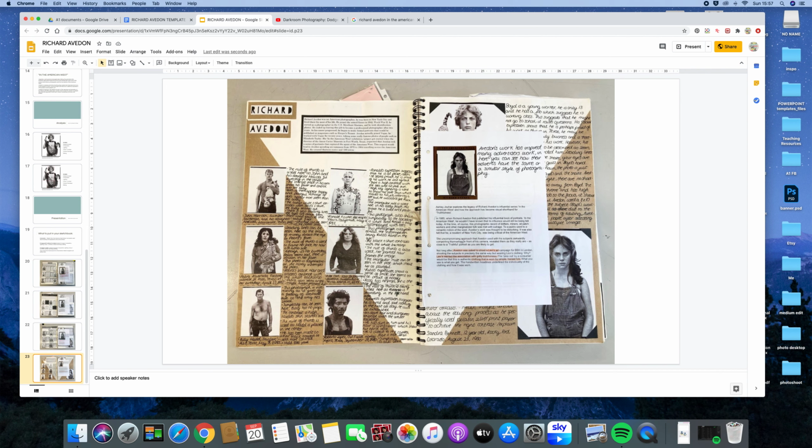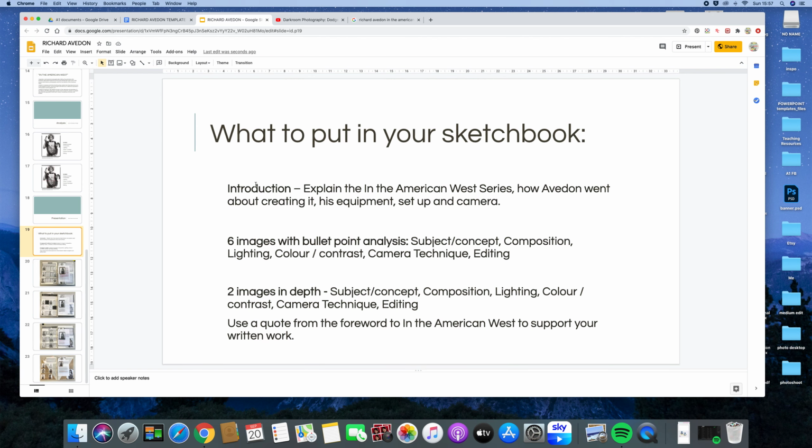So look here, this double page spread, both A3, all of that writing really fills that page. So you shouldn't be writing less, you should be writing an equal amount and it should fill 2 A3 pages. So that's what I'm after for you guys. Introduction, 6 images with bullet points, 2 images in depth.